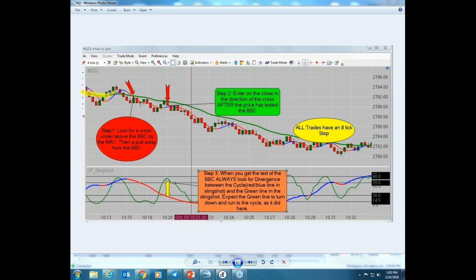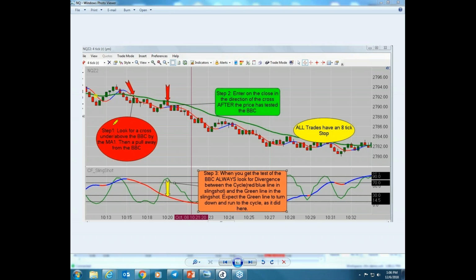The green line is referred to as the BBC. That's short for bullish and bearish cross. And that leads us into step number 1. And here it is.